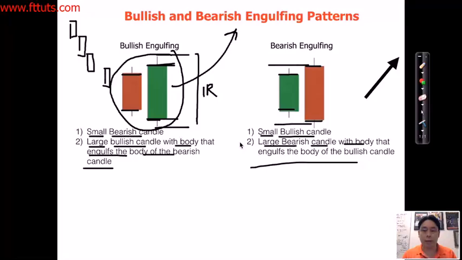So this appears at the top of an uptrend, okay, or the top of a rally, right? So prices are going up. You see that small bullish candle, and then boom, a big bearish candle reverses down. So you can put a sell order over here, okay, and a stop loss over there.